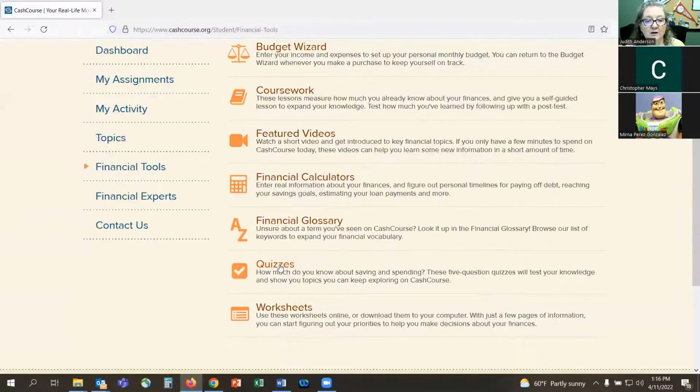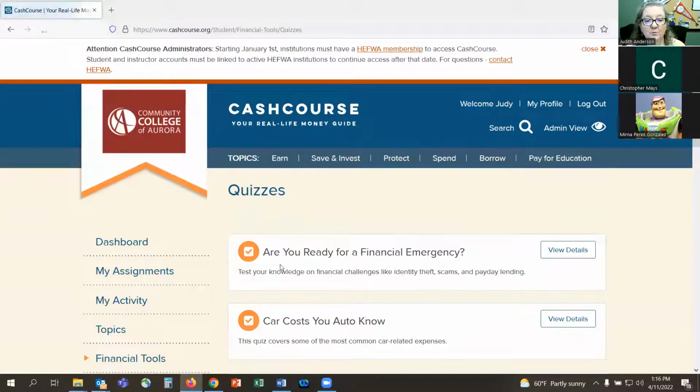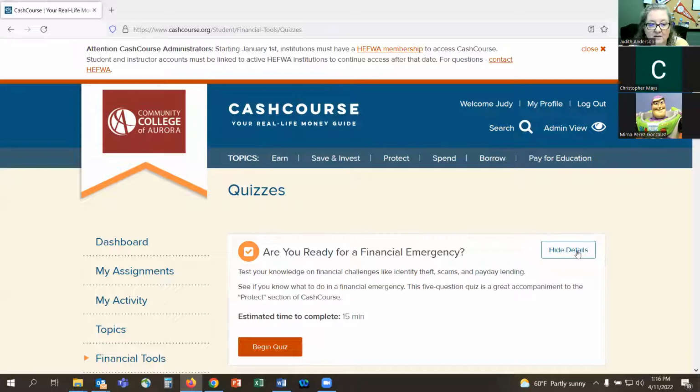And then also there are the quizzes. These are really important too. So this one is, are you ready for a financial emergency? After you've learned about budgeting and saving, or identity theft, anything that could come up as a financial emergency, you could take the quiz on it. Let's see the details. So this is a quick one. It takes 15 minutes to do. And then you get your results and it'll save it to you in the My Activity section.